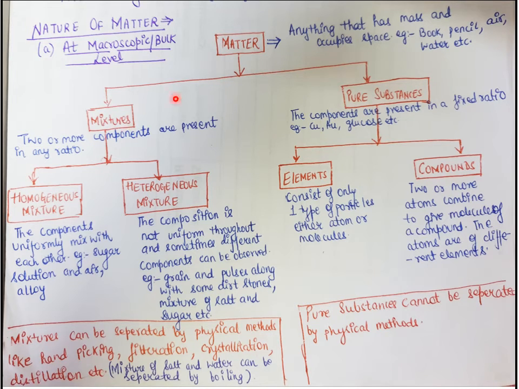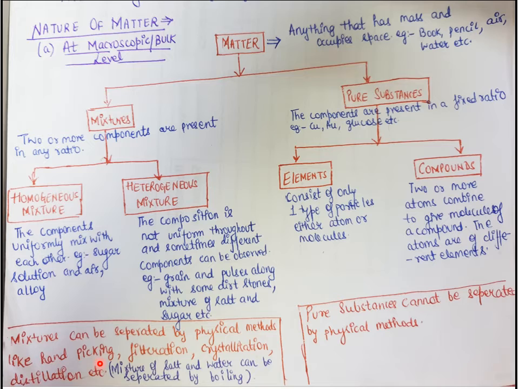Another difference, if I talk about mixtures and pure substances: mixtures can be easily separated by physical methods, like hand picking. If I have a heterogeneous mixture of grain and pulse containing some dirt stones, and I can see my dirt stones, I can easily remove them through a process called hand picking from my grain and pulses.